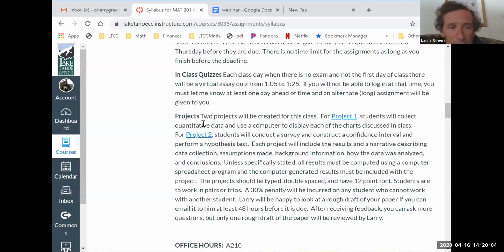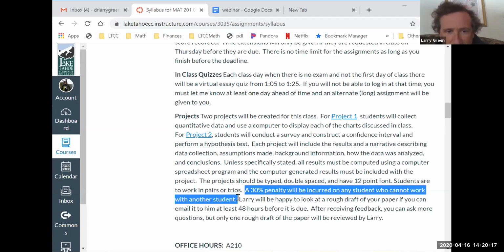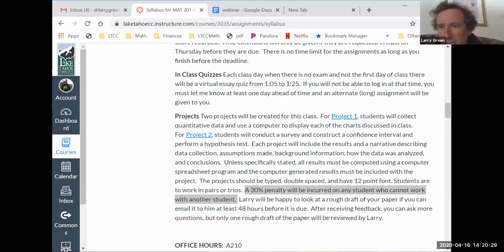Now I'm going to read a little more. Okay, you can use a computer to do charts and statistics, basically. Okay, I want to highlight this guy right here. A 30% penalty will be incurred on any student who cannot work with another student. Okay, and that is non-negotiable. So in other words, you basically cannot pass if you work alone. So do not work alone.